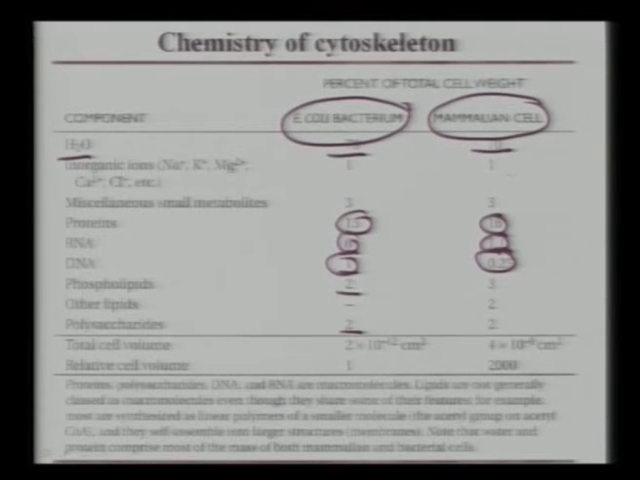So essentially you have the water, and this water plus proteins are the major constituents, and they make up like 85 to 88% of the total cell volume. The rest is either DNA, RNA or some phospholipids and small metabolites. So that's it, that is the content of the cytoskeleton.